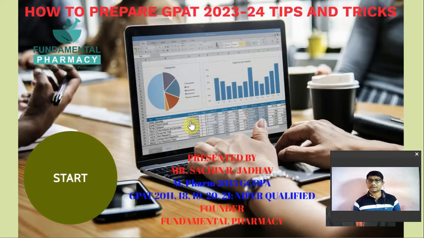My name is Sachin Jadhav. I have done my Master of Pharmacy from Government College of Pharmacy Amravati in 2013. I have qualified in GPAT 5 times. I have also qualified in NIPER and 2 times in Government Pharmacist exams.